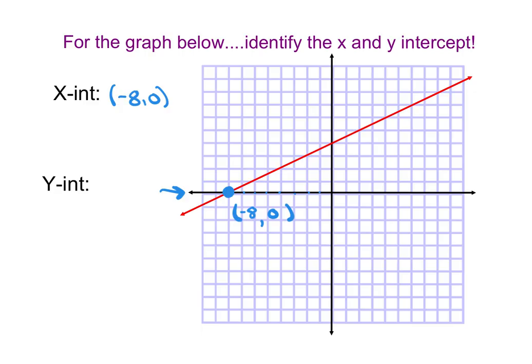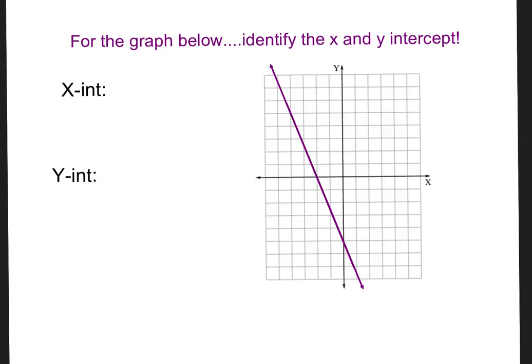Then for the y-intercept, we're looking at where we cross the y-axis, which is right here. So that's where x is 0 and y is 1, 2, 3, 4. So again, visually, just identifying these, we're just finding the full coordinate where we cross the x and y axis. So let's do another one really quickly here.